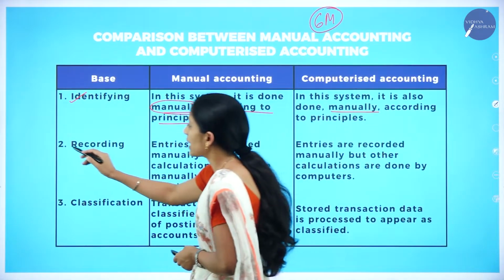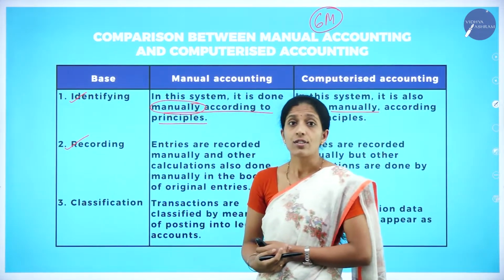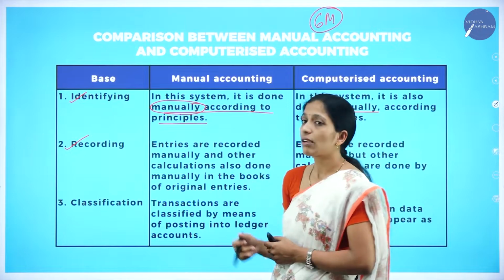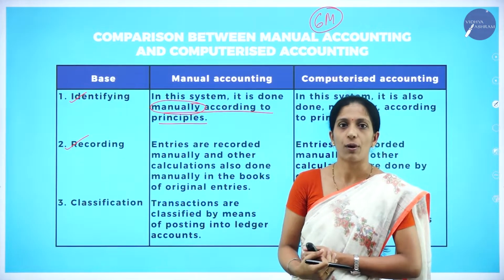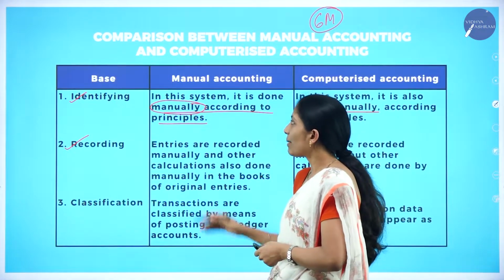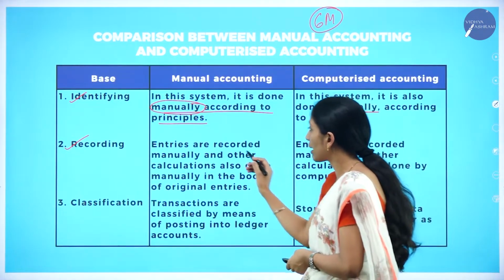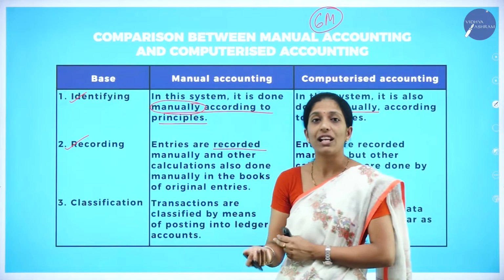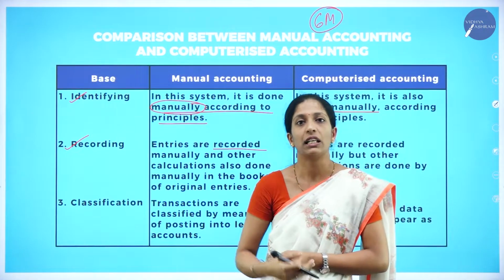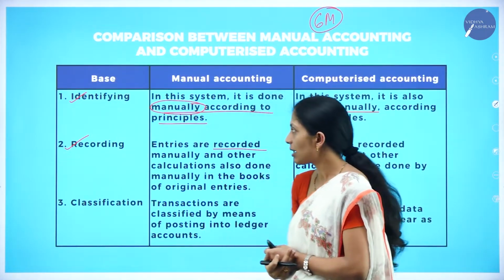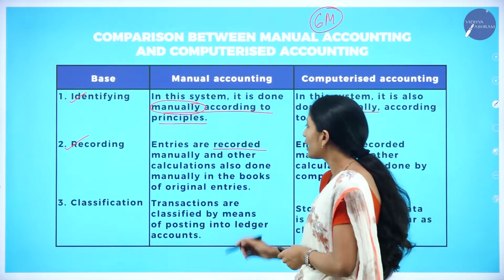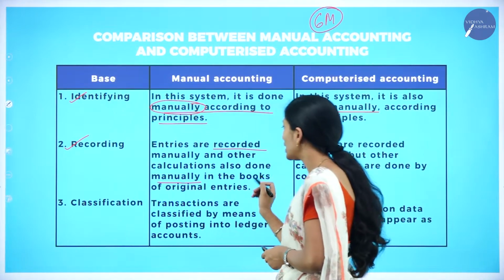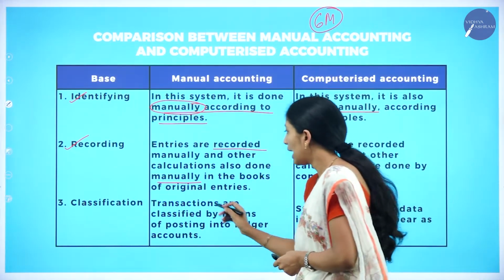Now, coming to the second difference, recording. So, let us see how the recording will be done under manual accounting system as well as computerized accounting system. Under manual accounting system, entries are recorded manually. Of course, we will identify the transaction manually. We will record the transactions manually. So, entries are recorded manually and other calculations are done manually in the books of original entries.